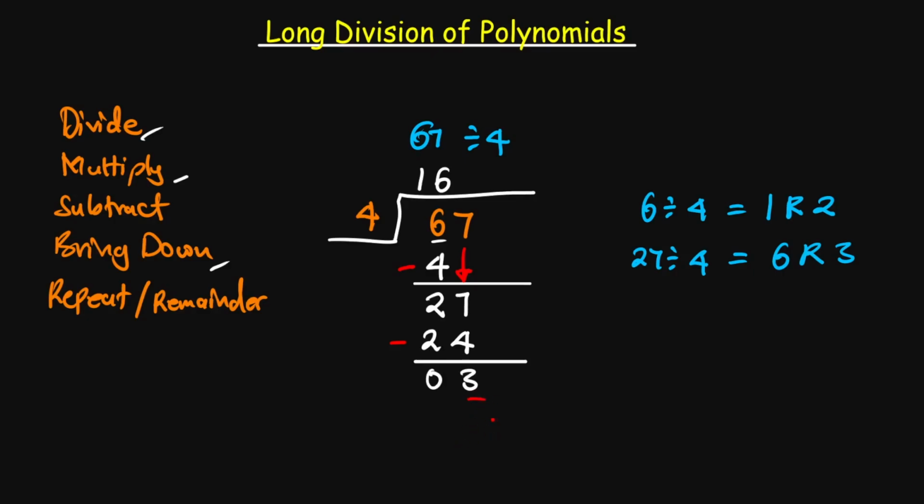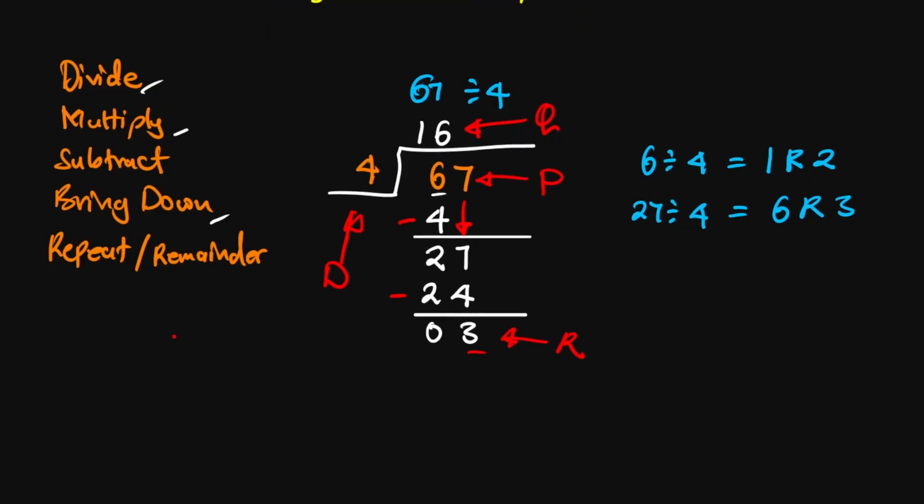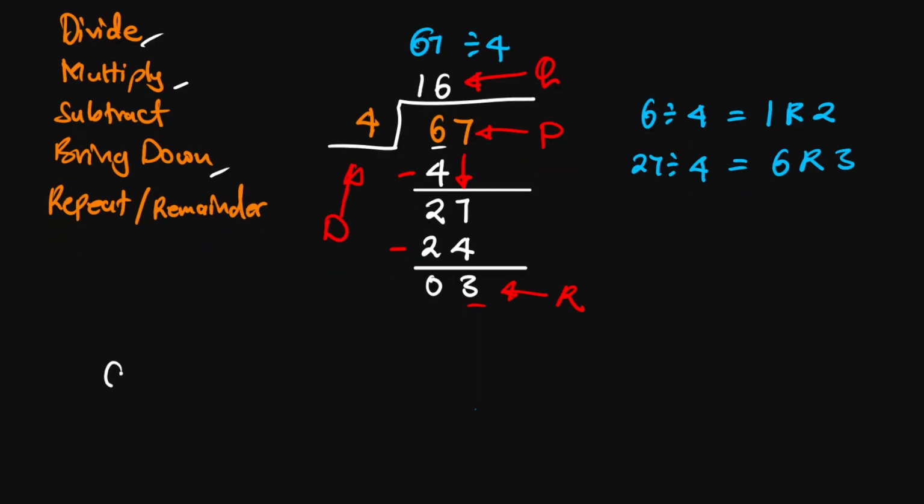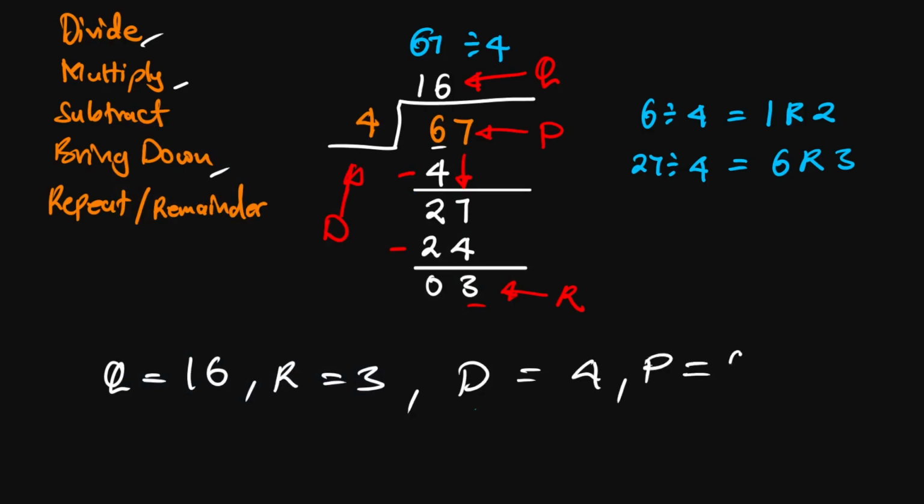Since this can't be divided further, by default it is the remainder, and this is the divisor, this is the quotient Q, and this is the dividend P. The quotient equals 16 and the remainder equals 3. The divisor is 4 and the dividend P equals 67.